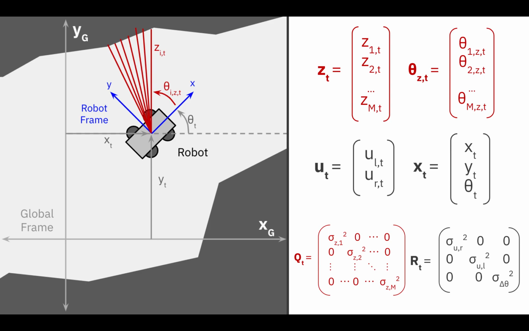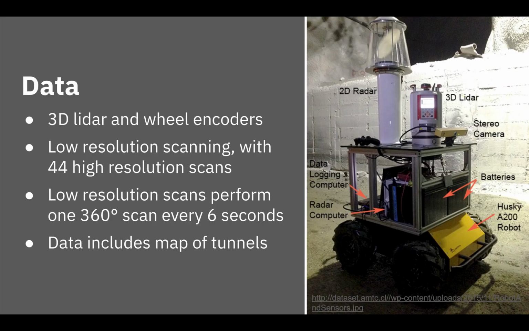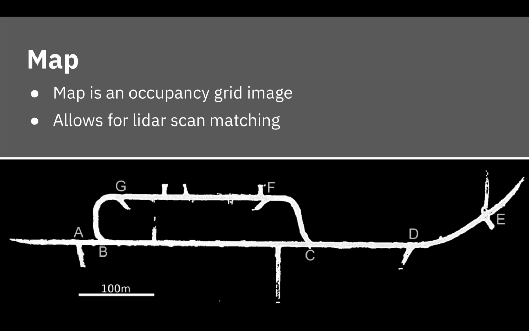Lastly, we have associated covariance matrices for both the LiDAR beams and the encoder data, which are given by QT and RT, and which are used to calculate covariance matrices in our UKF. The data that we're using comes from the open source Chilean mine dataset and includes 3D LiDAR data and wheel encoder data. The 3D LiDAR performs low-resolution scans as it moves, and then stops at 44 locations to perform high-resolution scans, which we can use as truth locations. The low-resolution scans are performed as a LiDAR rotates very slowly, so that one 360-degree scan is performed every 6 seconds. Additionally, we have a 2D map of the tunnels, which we can basically use as an occupancy grid, and this allows us to perform LiDAR scan matching in our correction step.